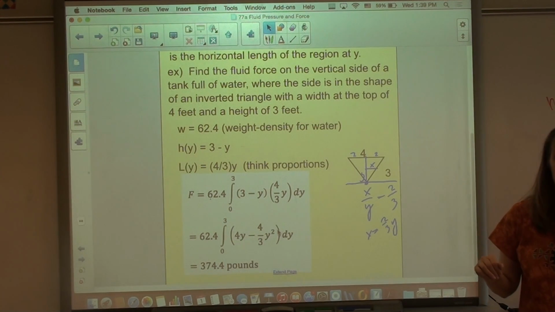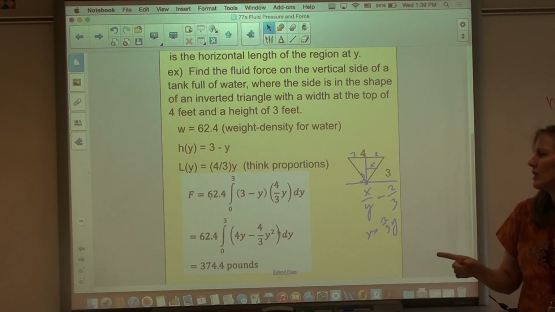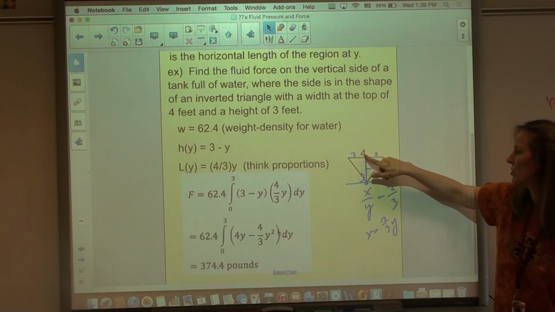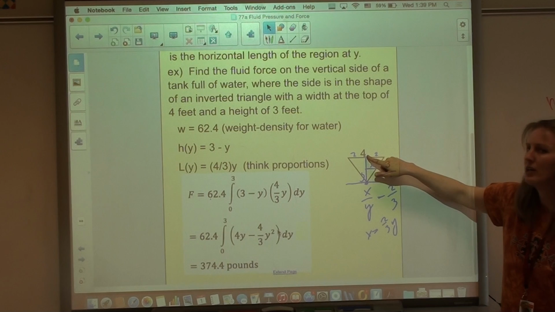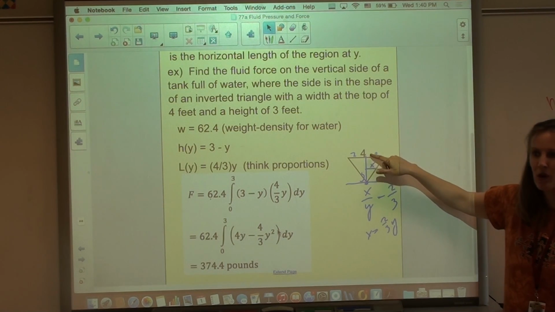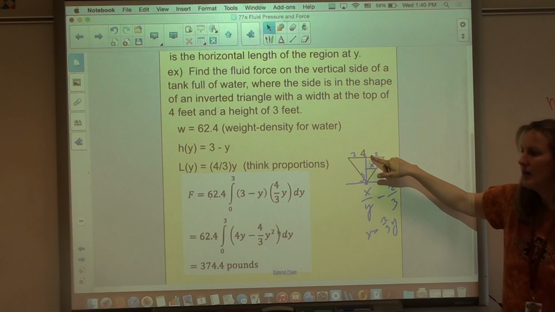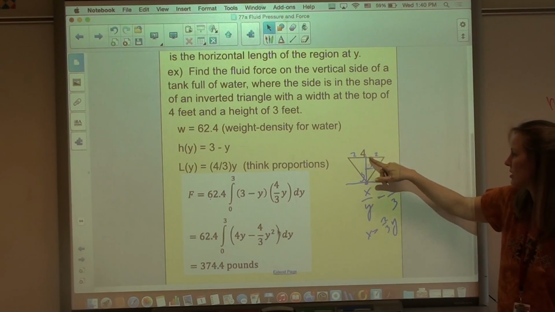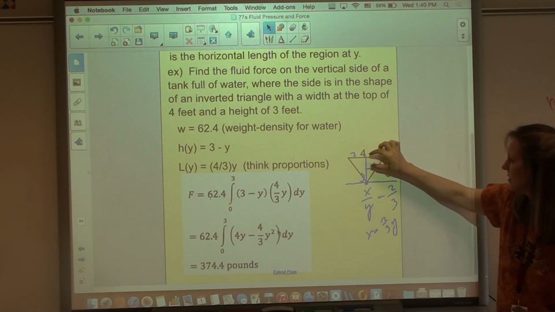Integral 0 to 3. If you do this top down with the vertex up here, then your integral would actually be -3 to 0, right? Because your y value is 0 up here now. And you'd have to readjust your depth.